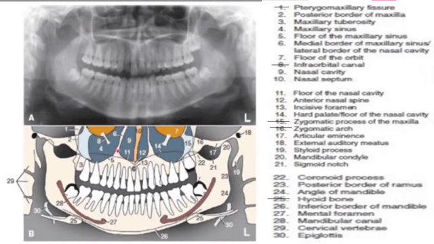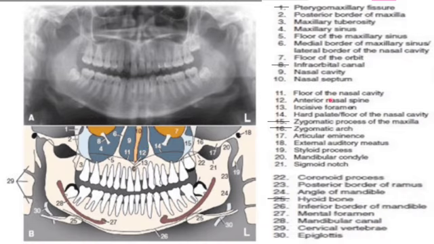Next, 7 reflects the floor of the orbit. So this is the floor of the orbit. In the diagram it is shown as 7. Here in the radiograph this is the floor of the orbit. Then 8 is infraorbital canal. So infraorbital canal is seen here. This is the infraorbital canal on the left side. Here on the right side it is the infraorbital canal, and in the picture it is marked as 8 over here.